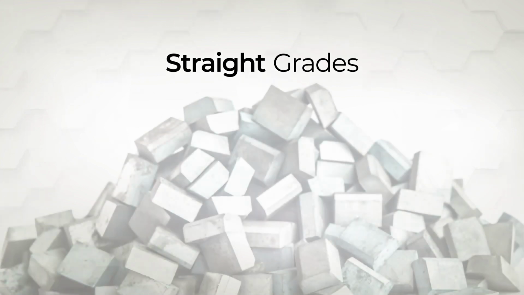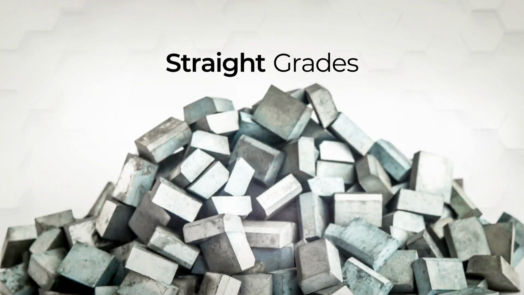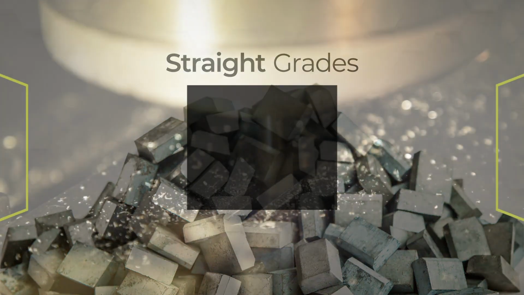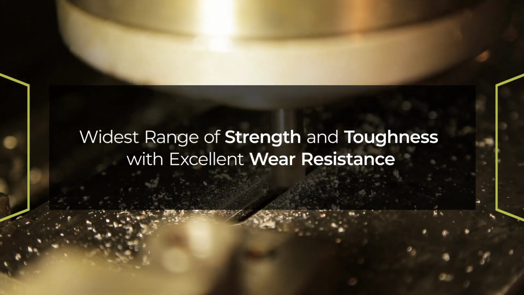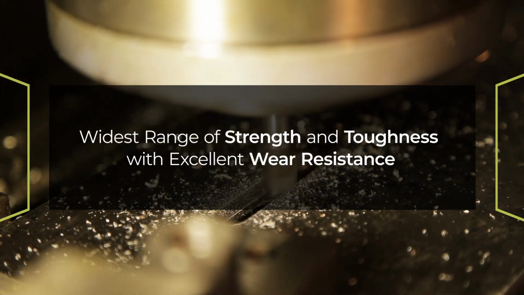Straight grades contain tungsten carbide and cobalt and are classified according to their cobalt content and tungsten carbide grain size. They have the widest range of strength and toughness of all cemented carbide types, and this is in combination with excellent wear resistance.